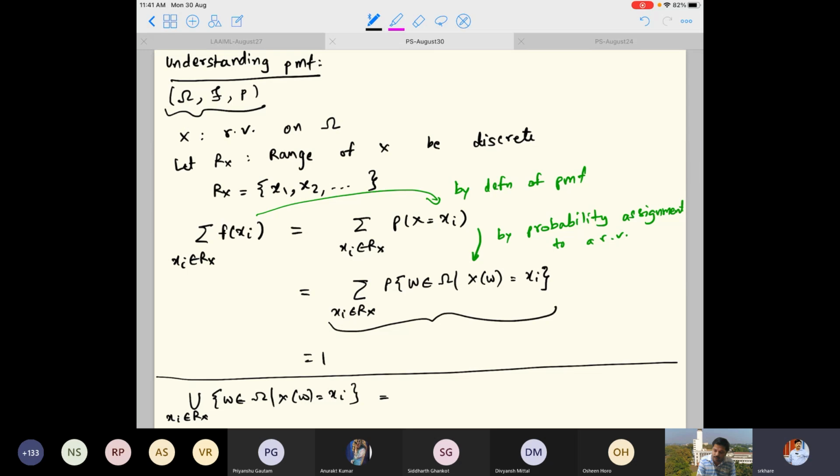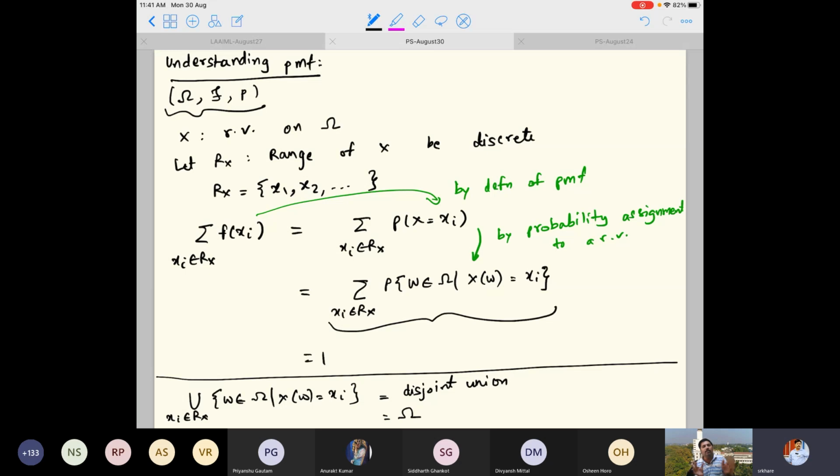This, you claim, is a disjoint union. That is the first claim. And you say that this is equal to omega, the entire omega. That's what you say. Yes. Anurag, these are the two claims. So first tell me why this union is a disjoint union.